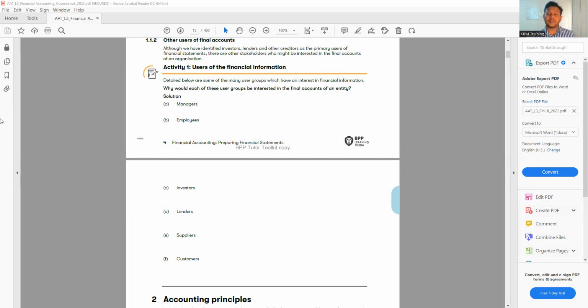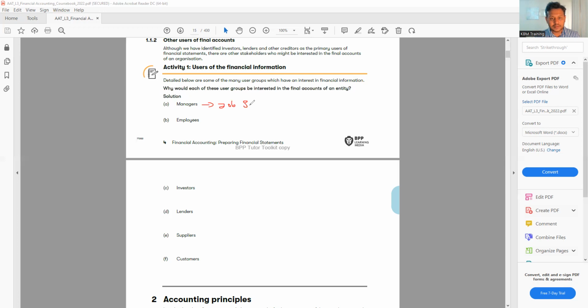As I said before, the manager is the employee of the company. So he wants to see if the company is doing well, because he will get a bonus from the company if the company fulfills the target, or for job security. So for example, the manager likes to see, is my job secure? If the company is doing well, maybe he feels my job is secure.